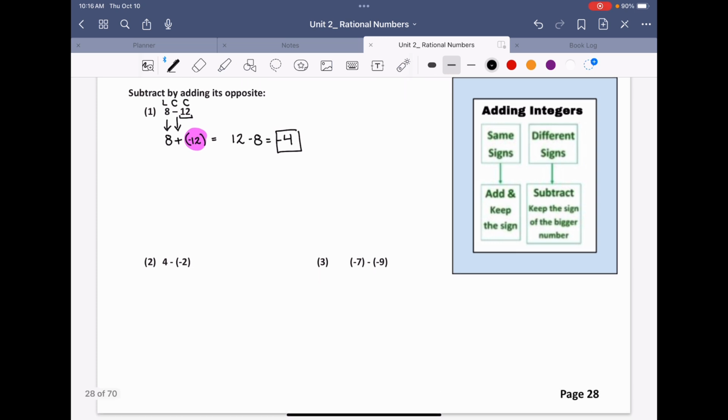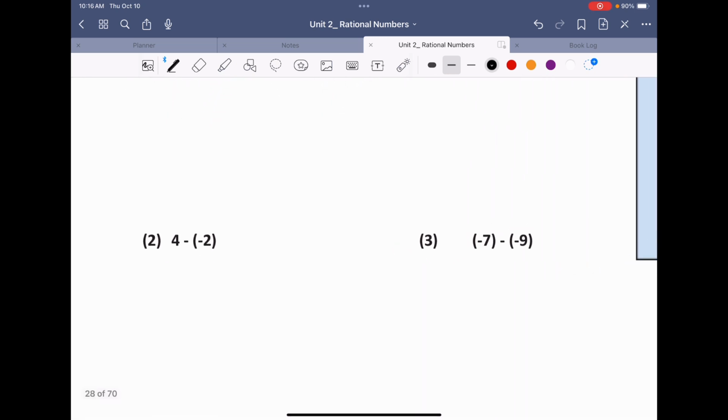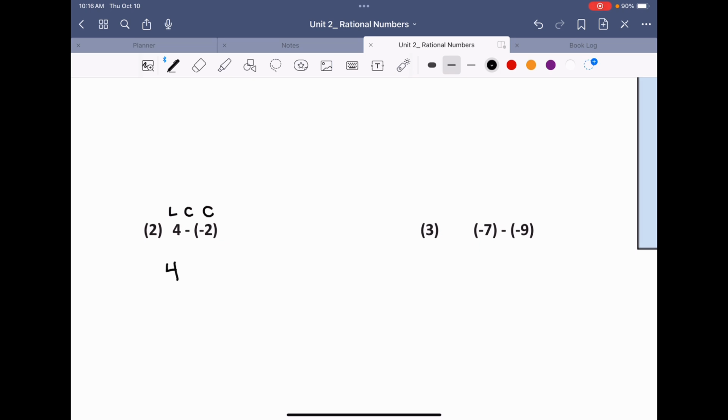I'm going to try that again. So I'm going to write leave, change, change above 4 minus negative 2, and we're going to see what happens here. My 4 stays the same, my subtraction changes to addition, and this negative 2 is going to become a positive 2. So now I have 4 plus 2, which is 6.